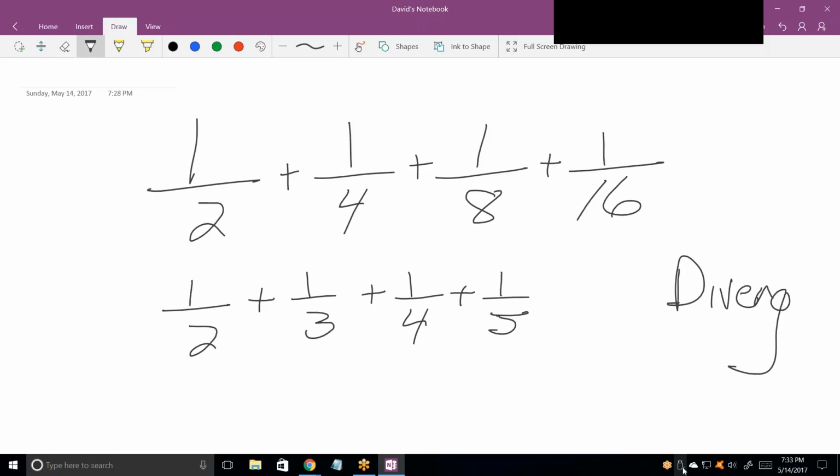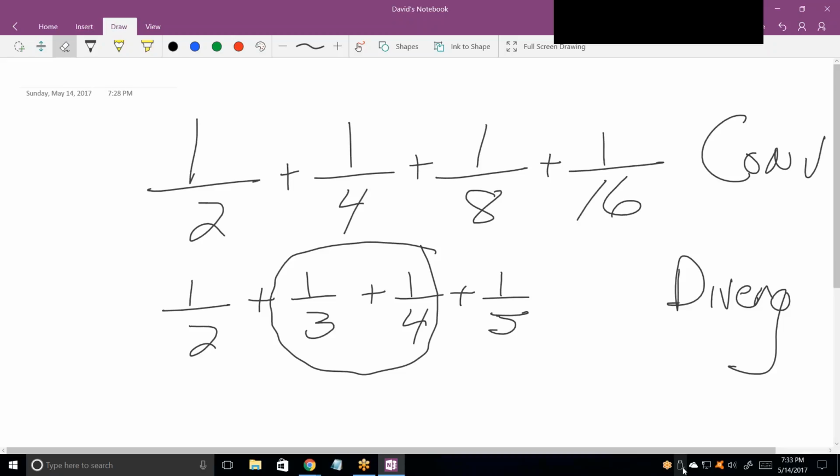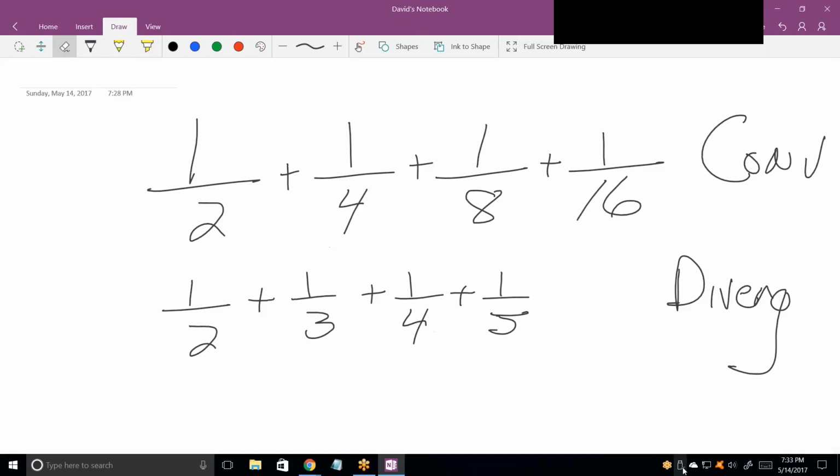That's divergent? Now, this one's convergent, this one's divergent. Why is that? Well, the best way to explain it is that those two terms are always greater than the previous term. If I add 1/3 and 1/4, I get 7/12. These two terms are always greater than the previous term. So always less than or greater than? Greater than. In other words, what I have is a series that keeps getting bigger.